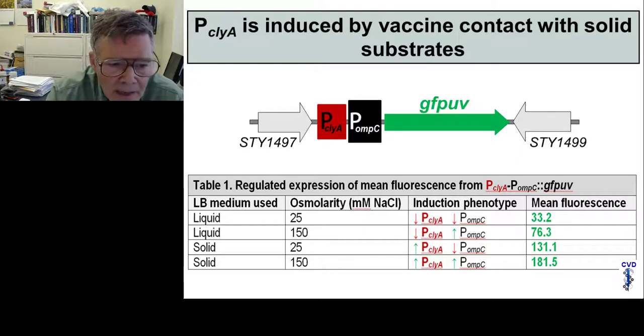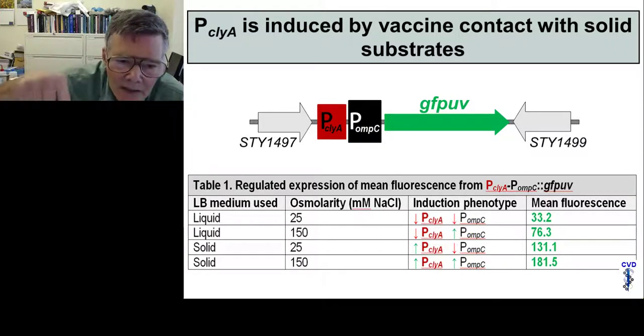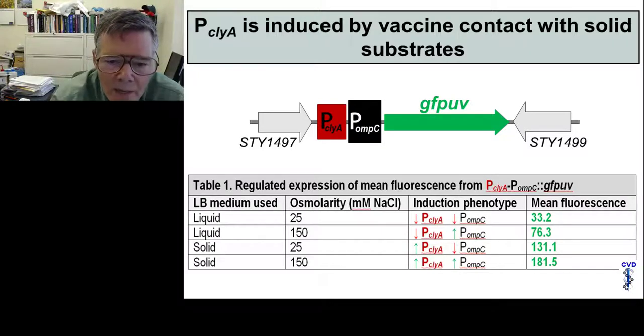In line 1 here, liquid, 25 millimolar sodium chloride. So that's the OMP-C promoter, theoretically turned off. We got a mean fluorescence of 33. When we grew the strain in liquid and induced with 150 millimolar sodium chloride, the mean fluorescence went up to 76, but I expected it to be higher than that. And we started to think about it.